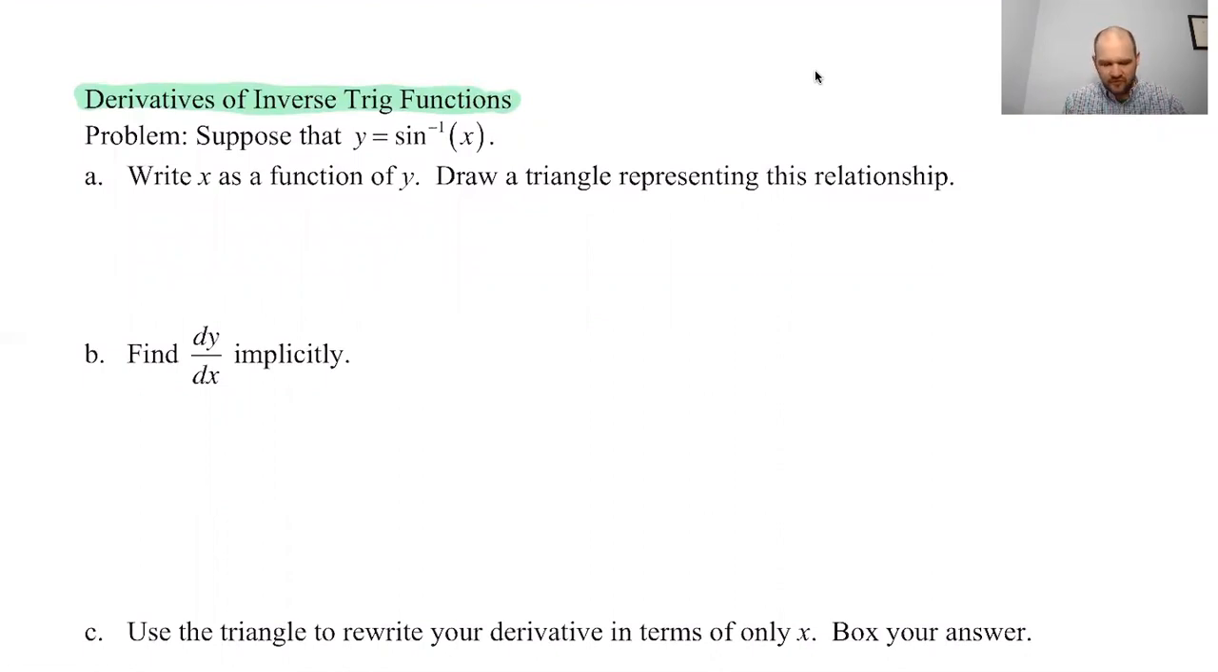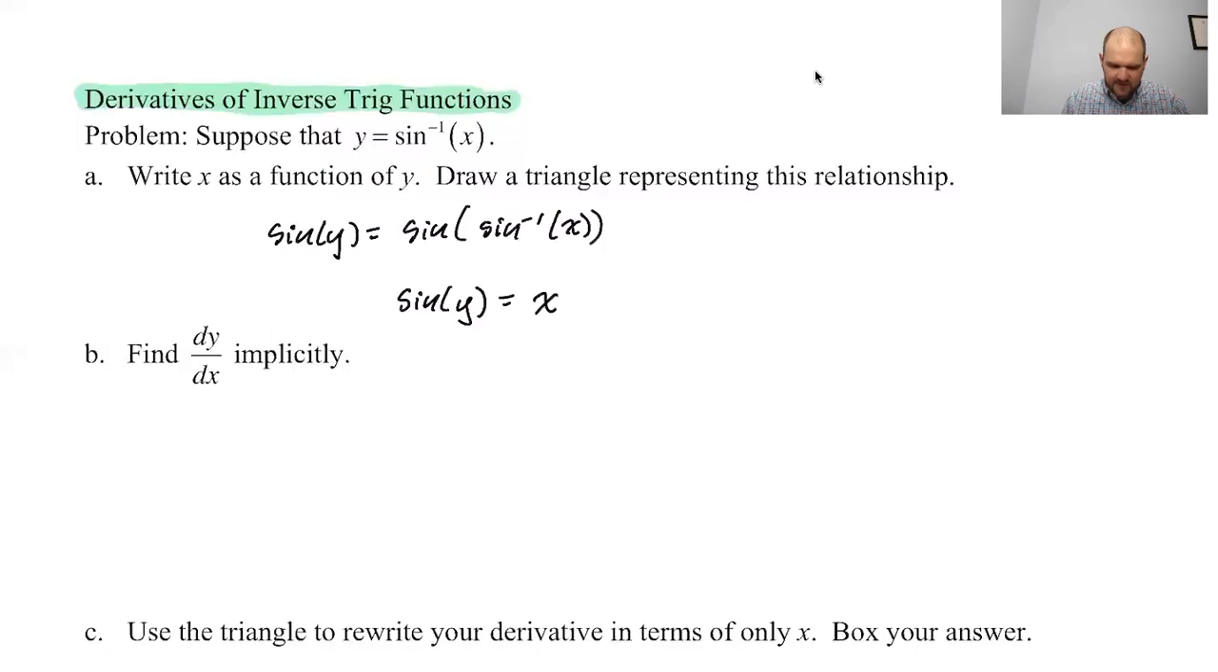If that is true, then I can take the sine of both sides, and it'll be the sine of y is equal to the sine of sine inverse of x. But the sine of sine inverse of x is just x. So the sine of y equals x. Okay. Now the next part says, draw a triangle representing this relationship.